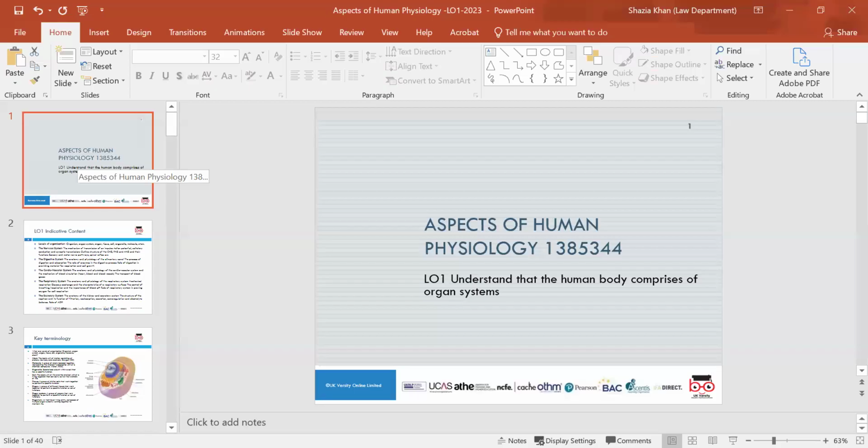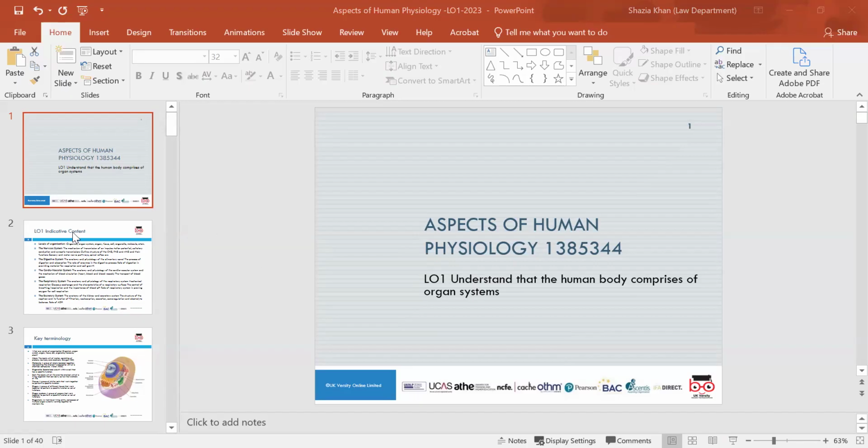I'm going to go on to the first learning outcome, learning outcome 1 today, which looks at understanding that the human body comprises different organs. So the different types of organs that are within a human body, why there's a need to have these organs within that body, and how they function. We're going to be looking at elements of that, okay?